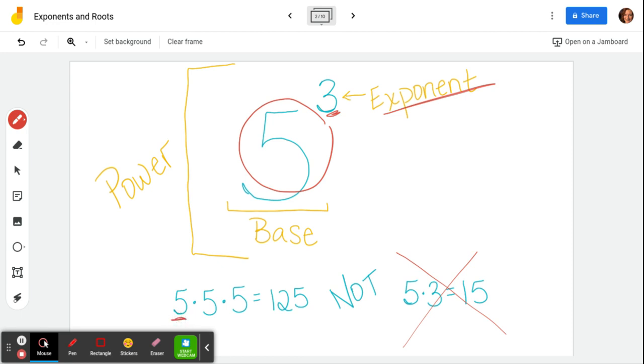3 is how many times? So 5 times 5 times 5. This expression would be equivalent to 125. It does not mean to take 5 times 3 and get 15.